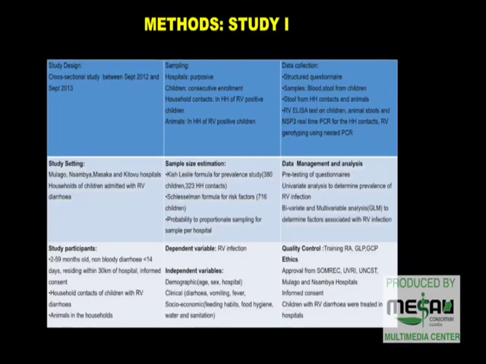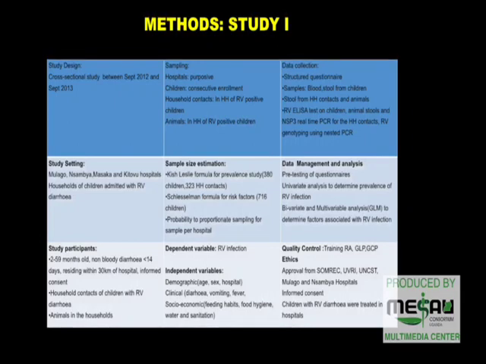And then we took blood samples from the children to test for malaria and HIV, and stool samples from the children and the household contacts to look for rotavirus. We tested for rotavirus using rotavirus ELISA in the children, and for the household contacts we used NSP3 real-time PCR, and for the animals we used ELISA.